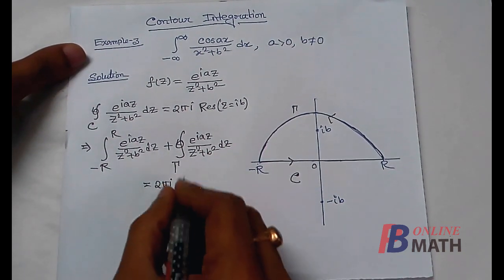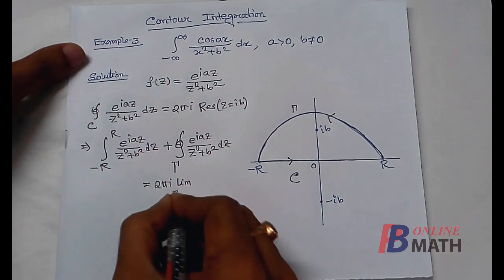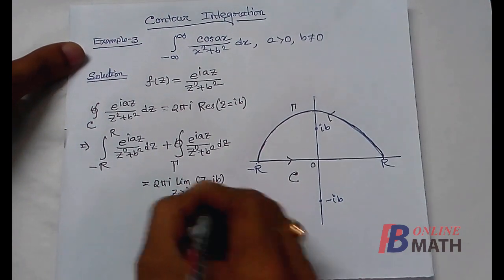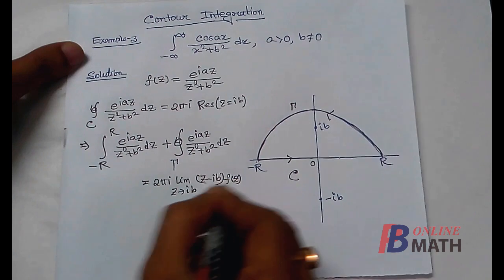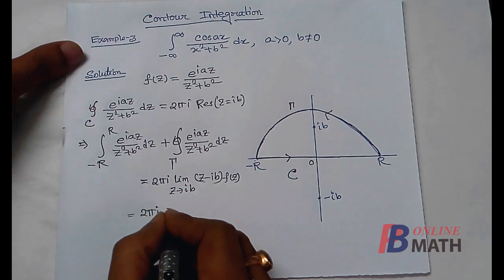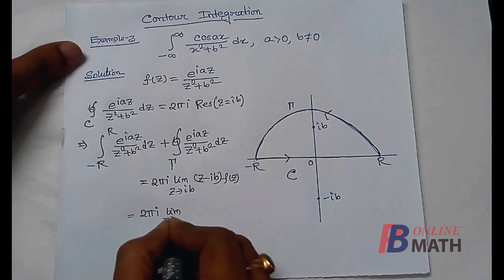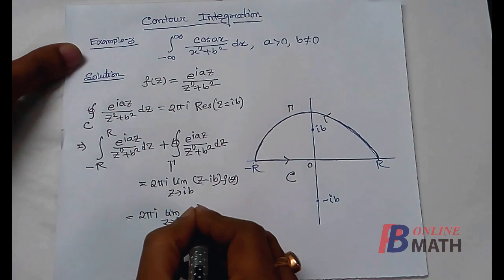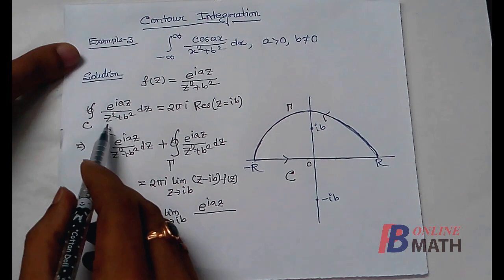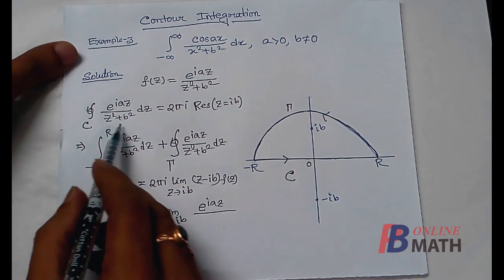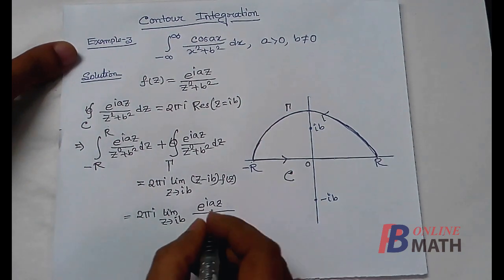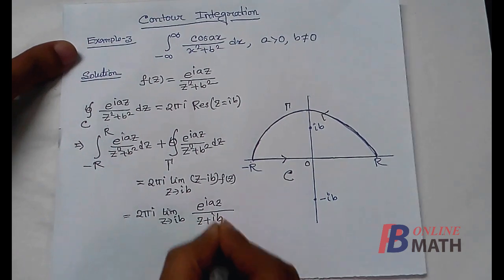z equal to ib. This is defined by limit z tends to ib of z minus ib multiplied by this integrand f(z). So after the calculation we shall find that this is 2 pi i times limit z tends to ib, and e to the power iaz divided by z square plus b square can be written as z plus ib into z minus ib. After cancelling z minus ib, we find that this is z plus ib.